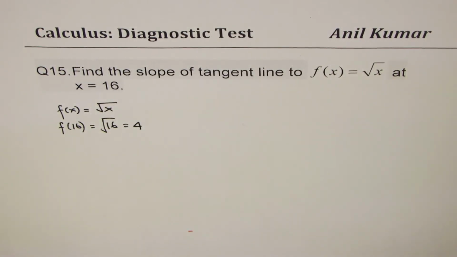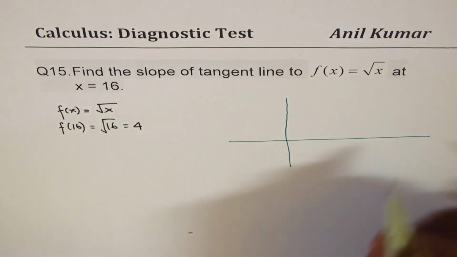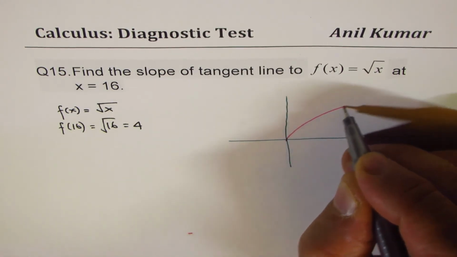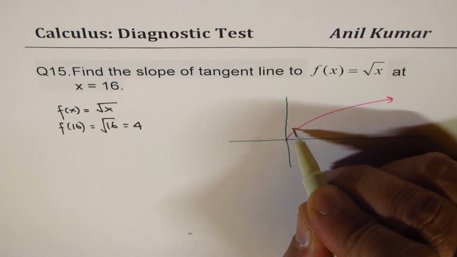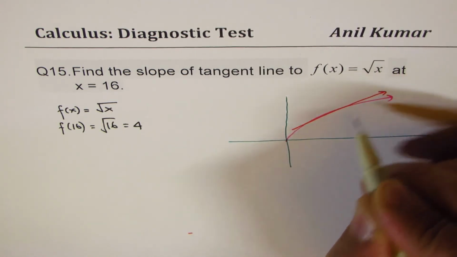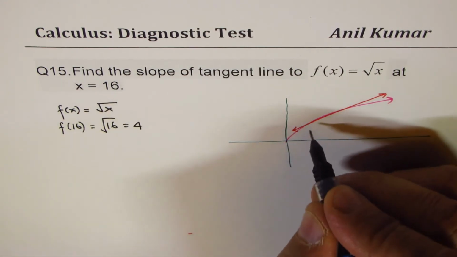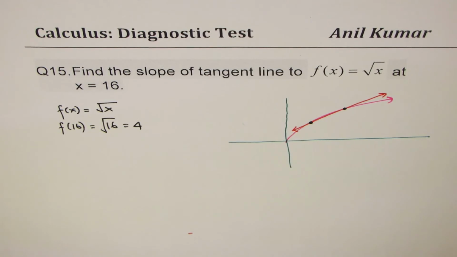Let's try to understand how to find slope of tangent line. We also call it instantaneous rate of change at a given point. So let me sketch the square root function, which may look like this. Now if I'm talking about a tangent line, let me make one which is not a tangent line but kind of. In reality, we are always talking about 2 points which are very close.